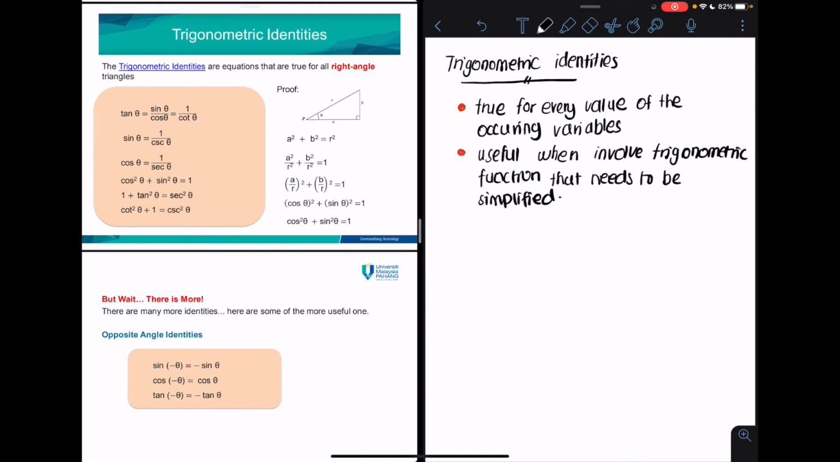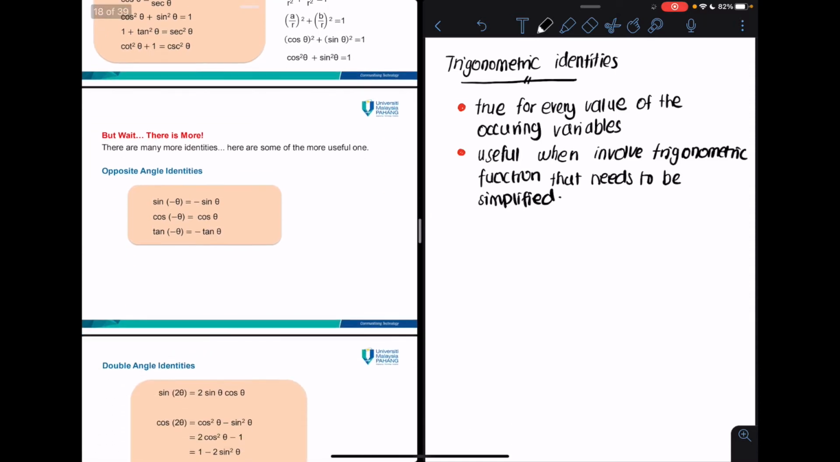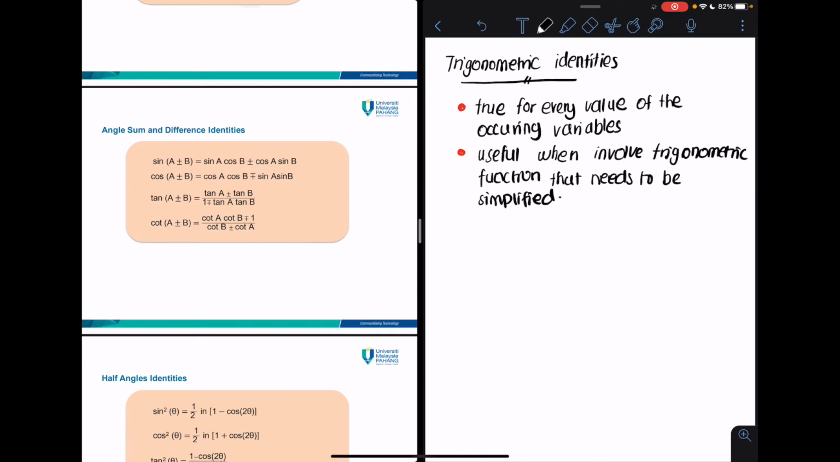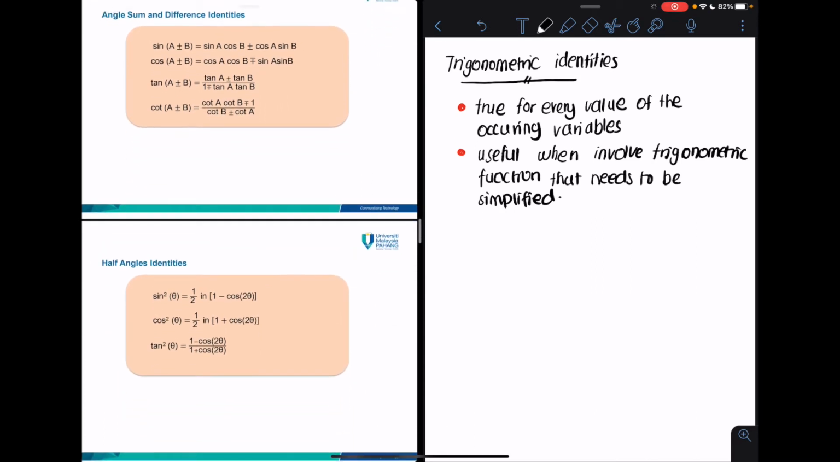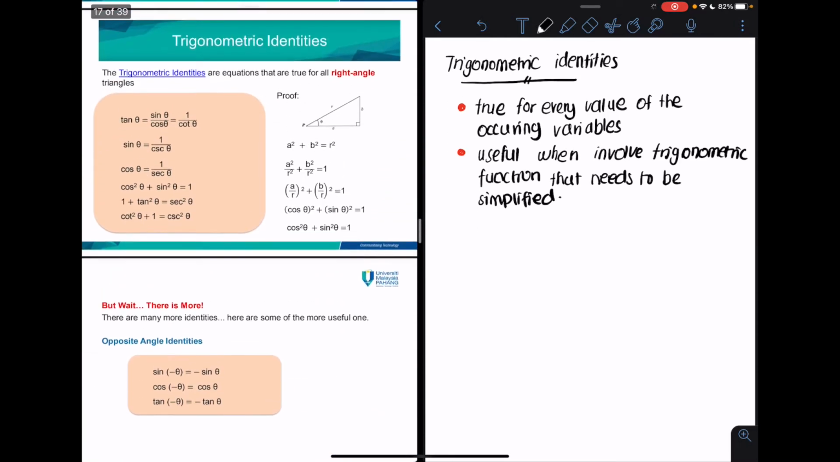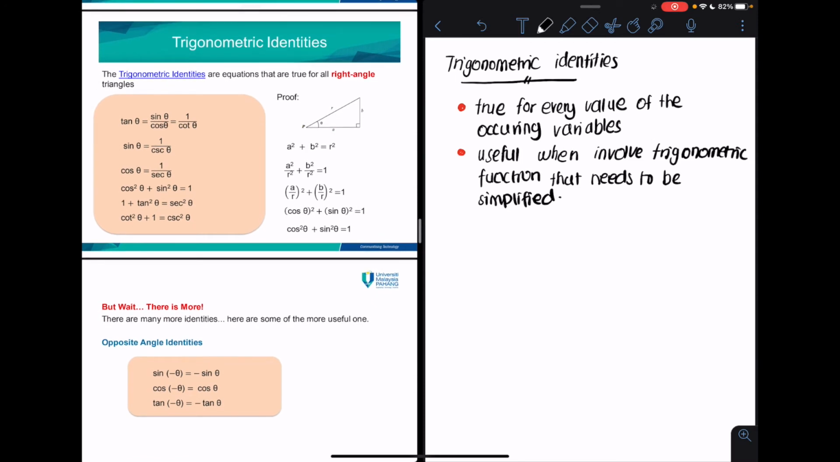There are quite a number of trigonometric identities, such as opposite angle identities, double angle identities, angle sum and difference identities, and half angle identities. If you are curious about how these identities are formed, you may look them up through Google on your own. At this point of time, you need to know how to use them in solving your problems. These formulas will be given during your examination.